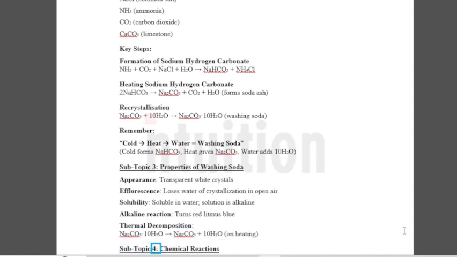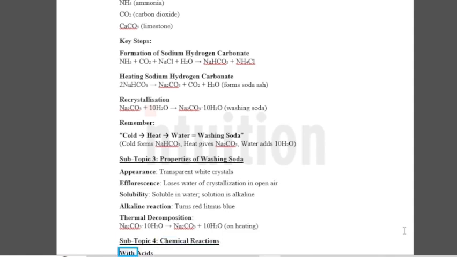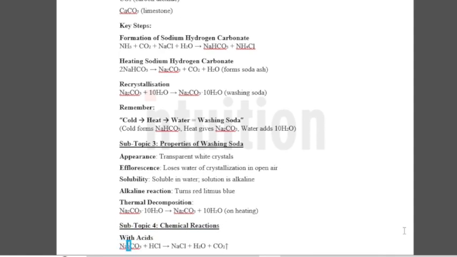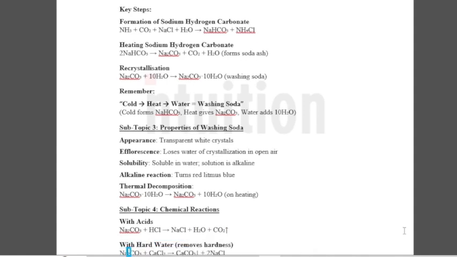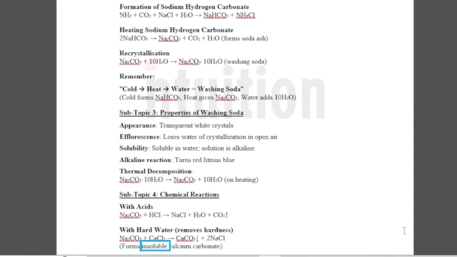Subtopic 4. Chemical reactions with acids. Na₂CO₃ + 2HCl gives 2NaCl + H₂O + CO₂. With hard water, it removes hardness: Na₂CO₃ + CaCl₂ gives CaCO₃ + 2NaCl, forming insoluble calcium carbonate.